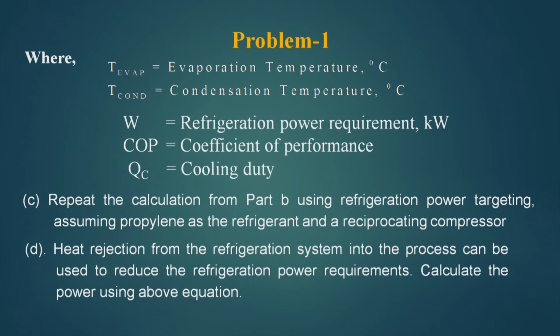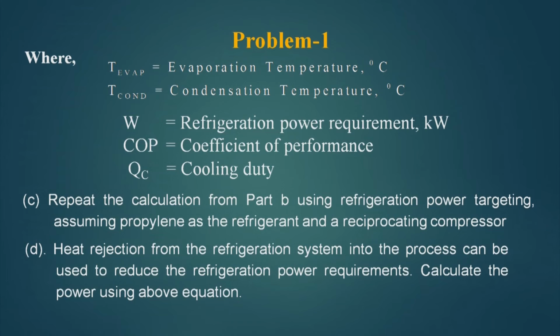Now, in part C, we have to repeat the calculation from part B using refrigeration power targeting. Once we calculate the actual power required for the refrigeration system, then we will simulate the whole system, and based on the simulation model which will be developed, we will do the refrigeration power targeting. In the refrigeration power targeting, we will create new designs and see what sort of design will have minimum power and minimum usage of hot utility.